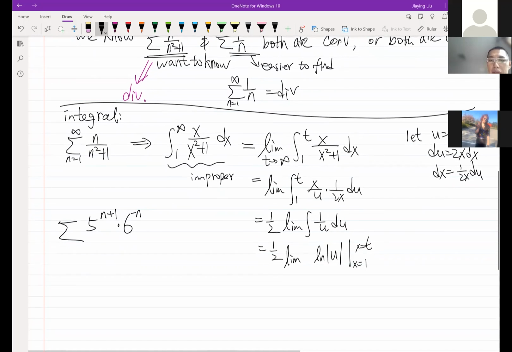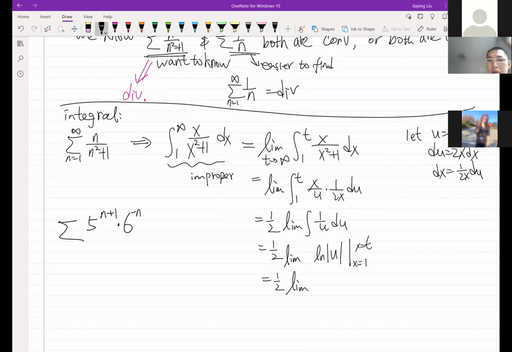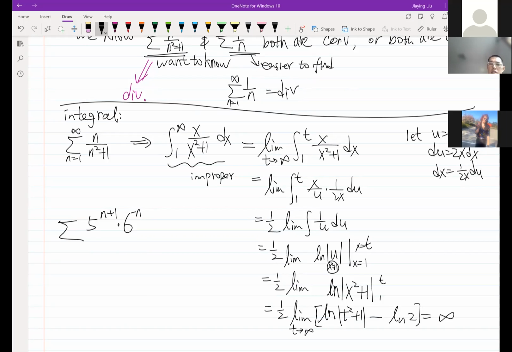If you carry this out, that's a 1/2 limit natural log of u. What is u? u is x squared plus 1. I'm going to put it here. That's not the correct way, but that's natural log absolute value of x squared plus 1, evaluated from 1 to t. And if you carry out the process, natural log of t squared plus 1 minus natural log of 1 squared plus 1, that's a 2. And take the limit as t goes to infinity, you should end up with infinity.